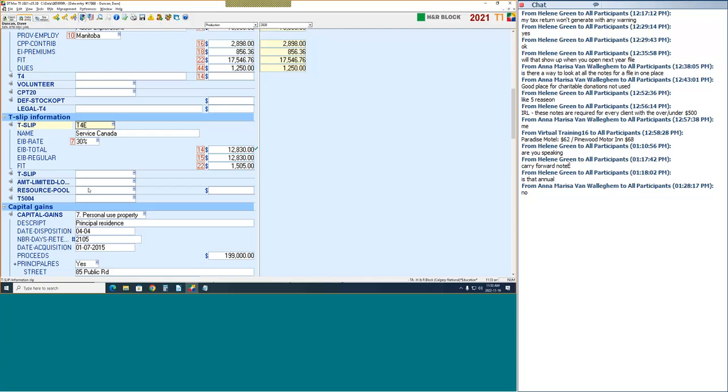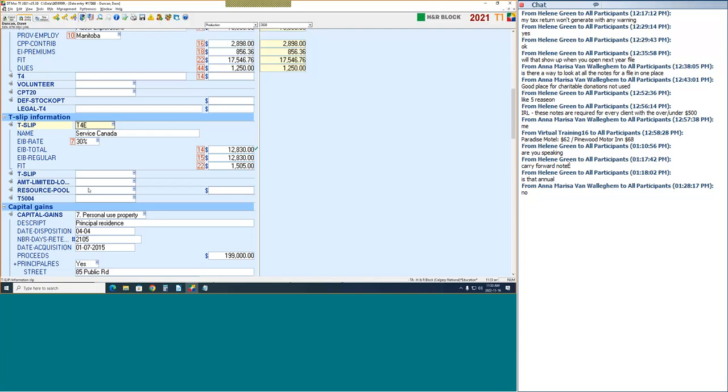I'll be teaching you how to do that later in the computer, but that's a very common thing that gets missed when we do autofill my return. Or RSP deduction limits, it will have the deduction limit, but sometimes the undeducted RSP contributions don't match what we need them to be. You may need to dig into that as well. So everything you do on autofill my return is your starting point. Then you need to verify what you're doing, okay?